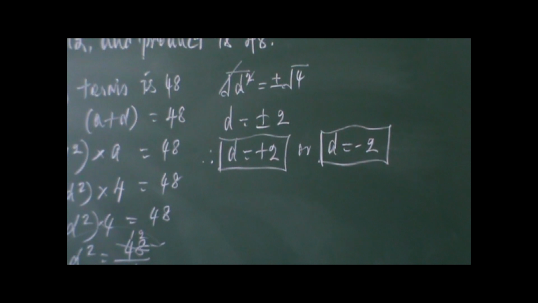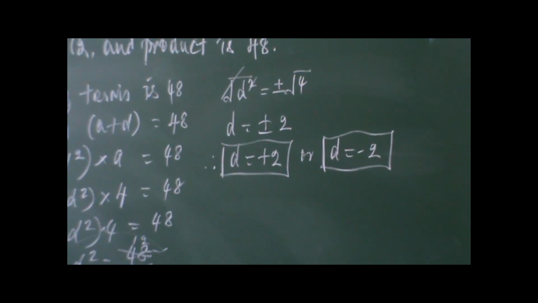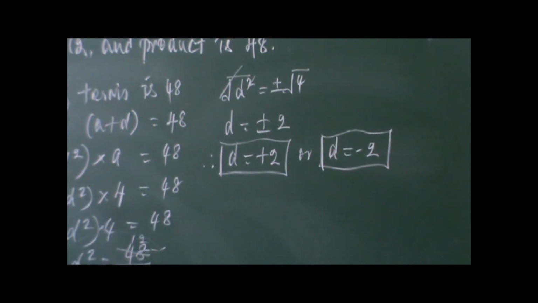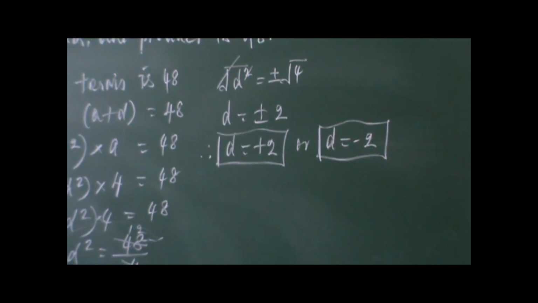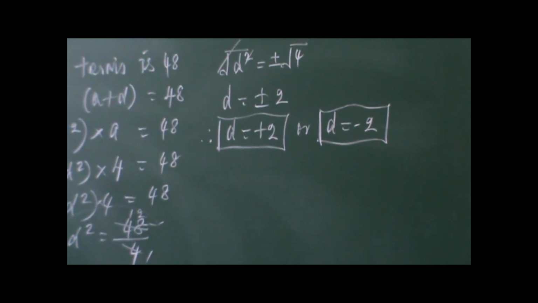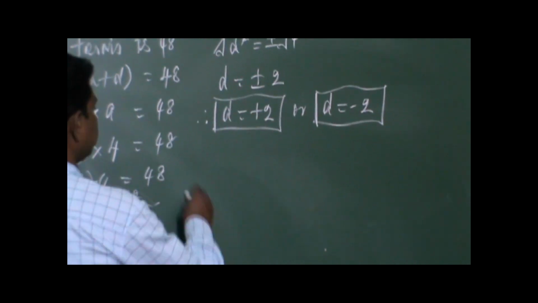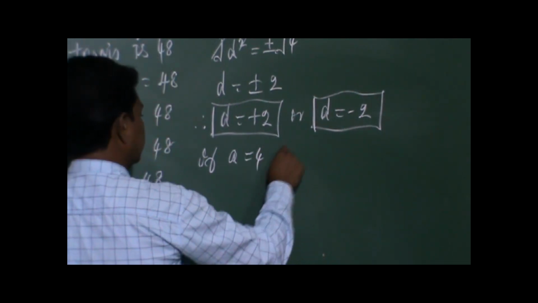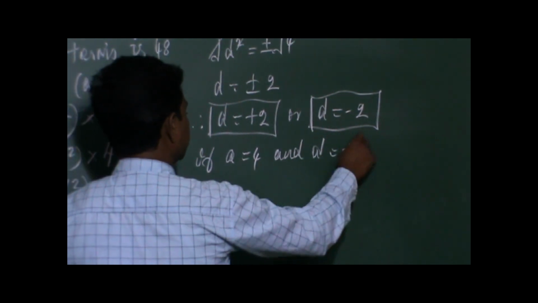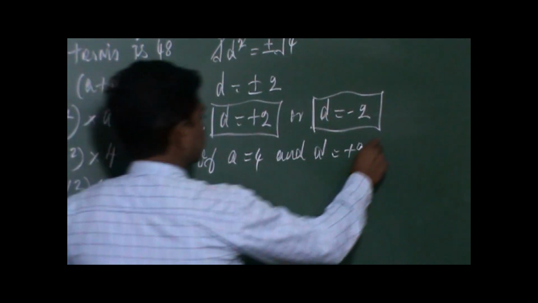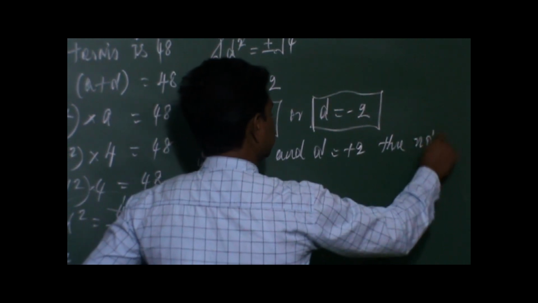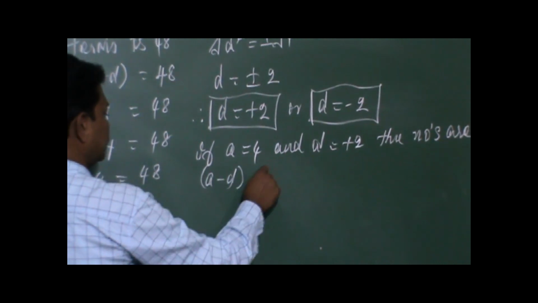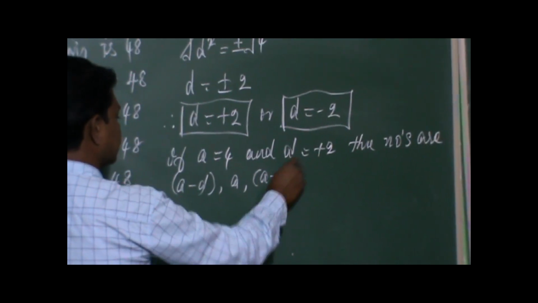No problem. Write the required AP for A with positive D and another AP with A and negative D. So we get two APs. Maybe those two APs will be in the reverse orders. Let's see. If A is equal to 4 and D is equal to plus 2, the numbers are A minus D, A, A plus D. These are the three numbers.